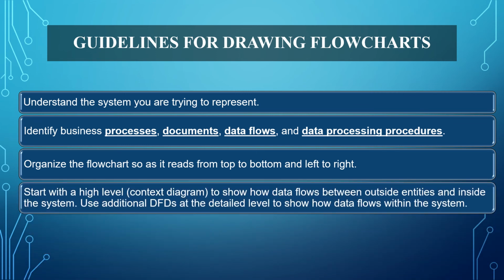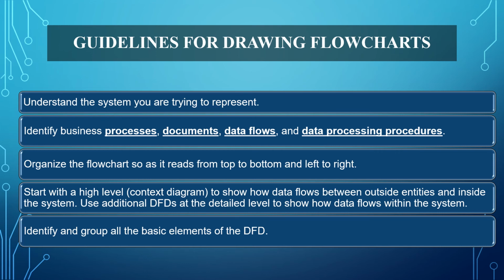And then start from the high level, or what we call the context diagram, which is an overall summary of the process, to show how data flows between the outside entities and the inside of the system. After that, you can use additional DFDs at the detail level as needed.